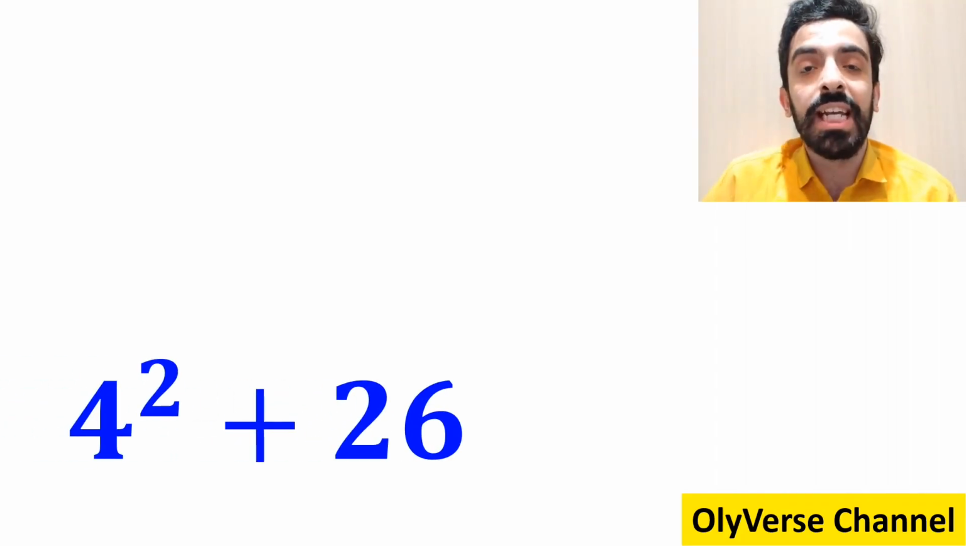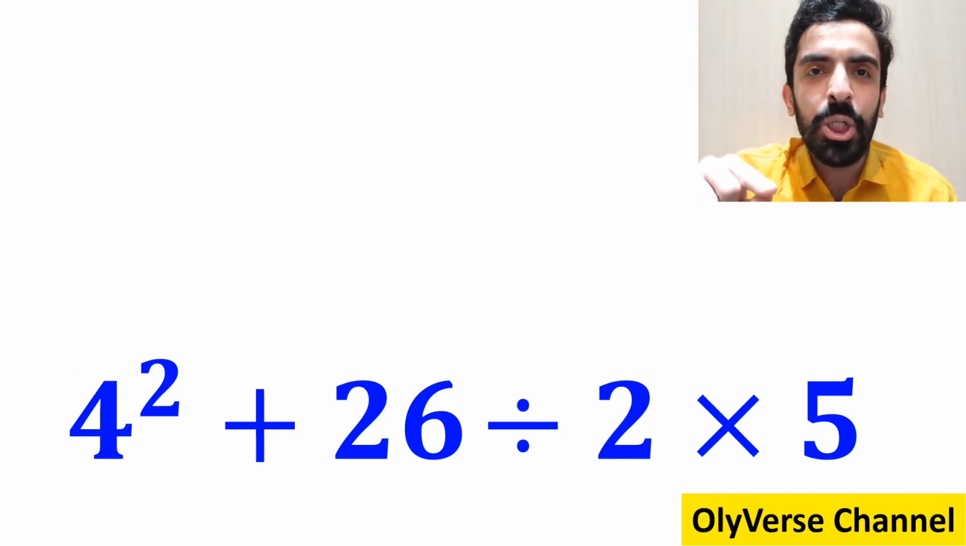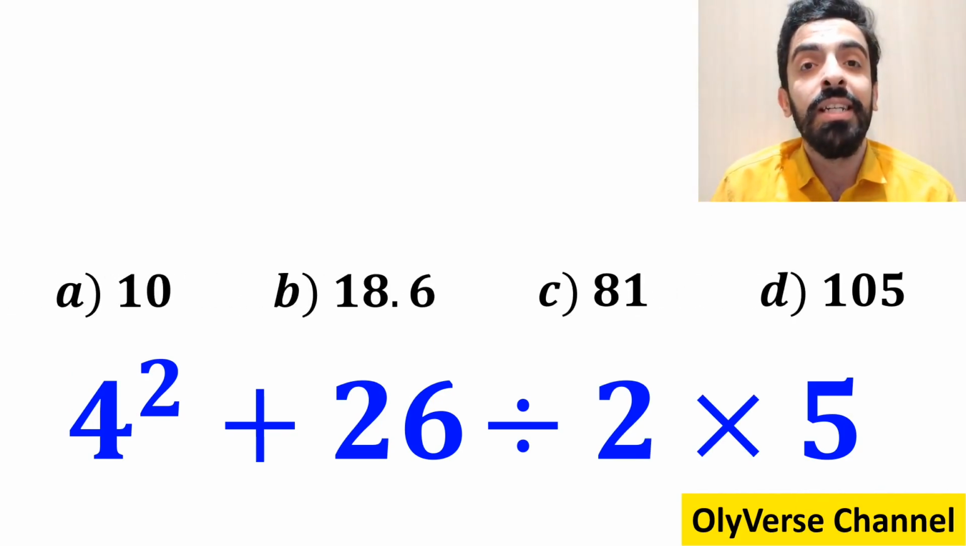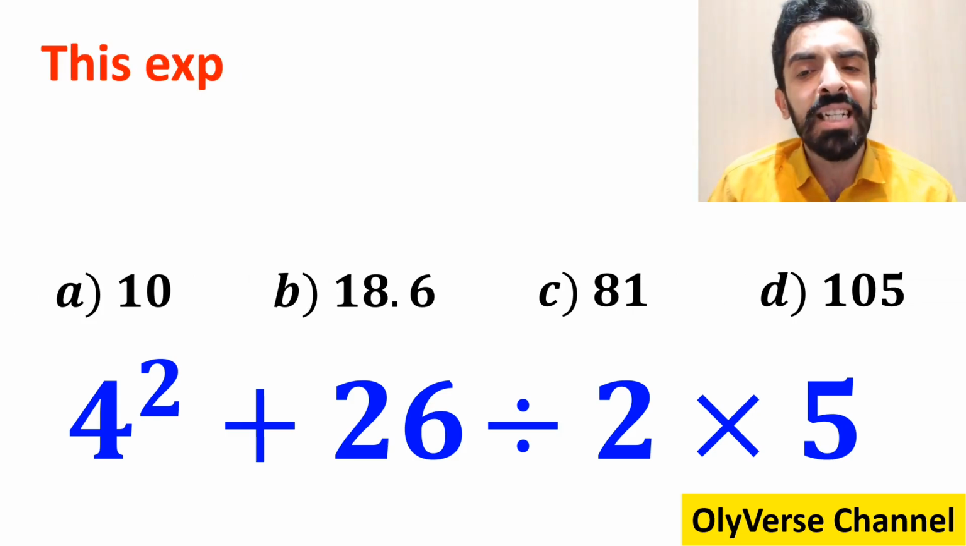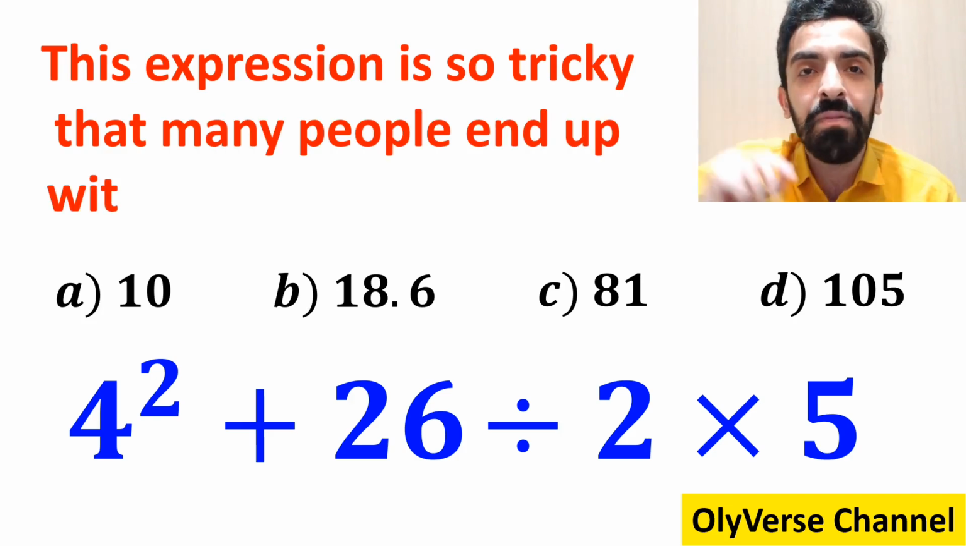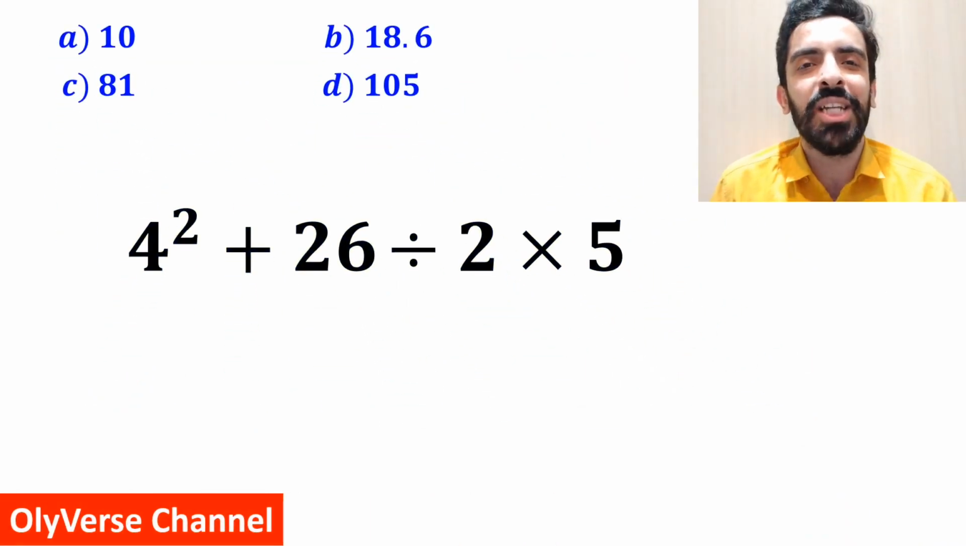What is the value of the expression 4 squared plus 26 divided by 2 multiplied by 5? Which option do you think is the correct answer to this question? This expression is so tricky that many people end up with the wrong answer. Let's dive in and break it down step by step together.